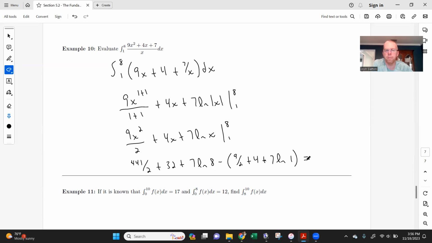And then we can simplify that, just do all the math all at once. And we get 240 for the non-ln terms, and then ln of 1, of course, is 0. So then that will just be plus 7 ln of 8. And then that is our answer.